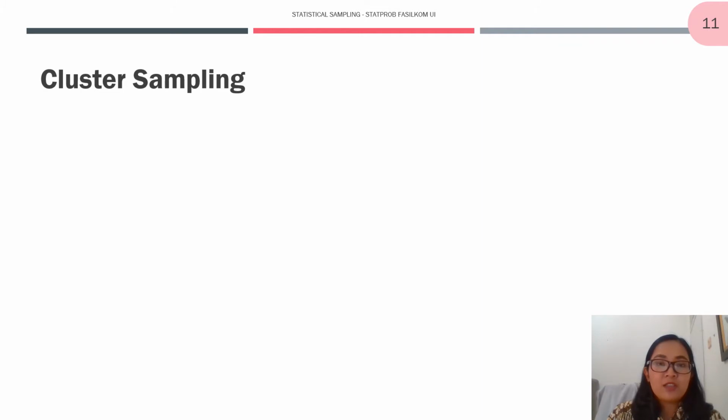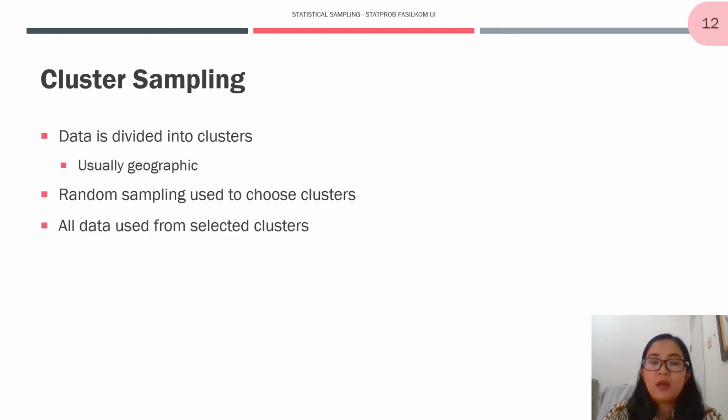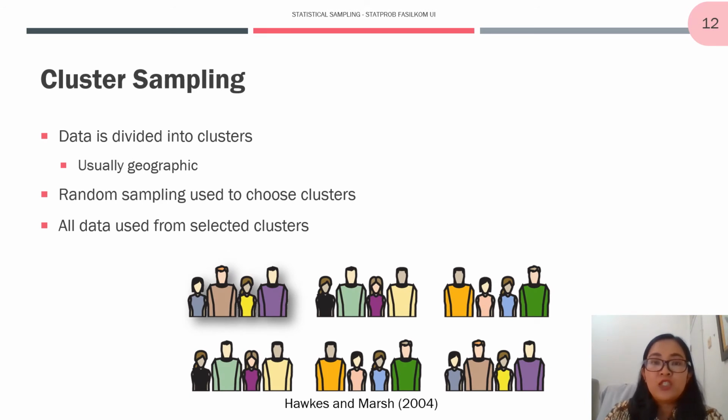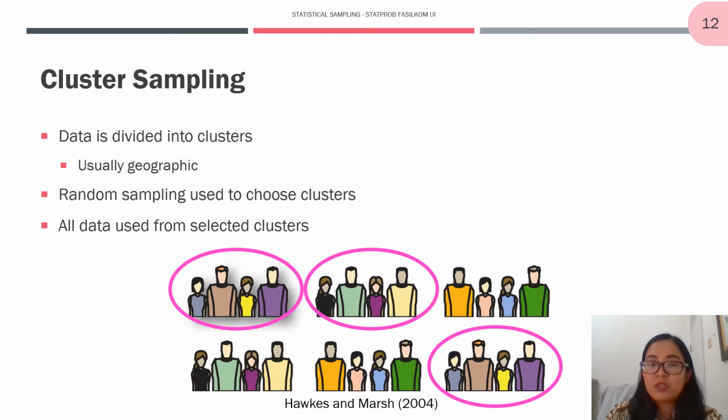Next, we have cluster sampling. Based on its name, you can also deduce that we have to do something with a cluster of data. So in cluster sampling, we first divide the data into clusters. This division is usually done geographically, although not always. After we have our clusters, we then do random sampling to choose among the clusters. Once a cluster is selected, all of the data within one cluster is used.